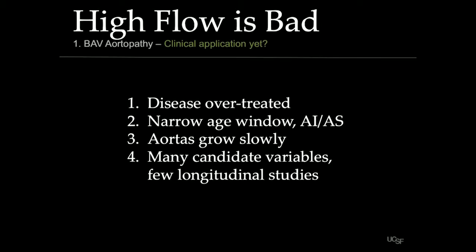It's probably a narrow window when this type of analysis is most relevant, probably patients around their 20s. And a lot of the cohort studies are a little heterogeneous with respect to age, and then sometimes with respect to stenosis and insufficiency as well, so heterogeneous cohorts. Aortas grow slowly, so it's unlikely you're going to capture an interesting result in a grant period or grant cycle. And then lastly, in this field, there have been tons of candidate variables that have been discussed, but few longitudinal studies that have given these variables meaning. And I think switching that ratio with more longitudinal studies and then kind of focusing on a couple key variables would be the way forward.